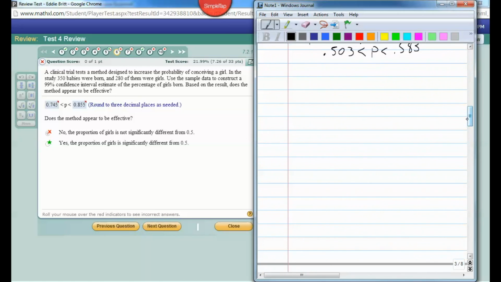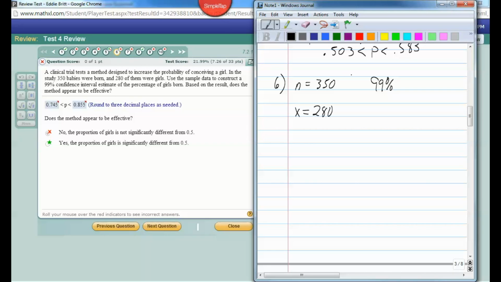A clinical trial tests a method designed to increase the probability of conceiving a girl. In the study, 350 babies were born. Okay, so that sounds like an n. 280 of them were girls. Use the sample data to construct a 99% confidence interval estimate of the percentage of girls born. Based on the result, does the method appear to be effective?